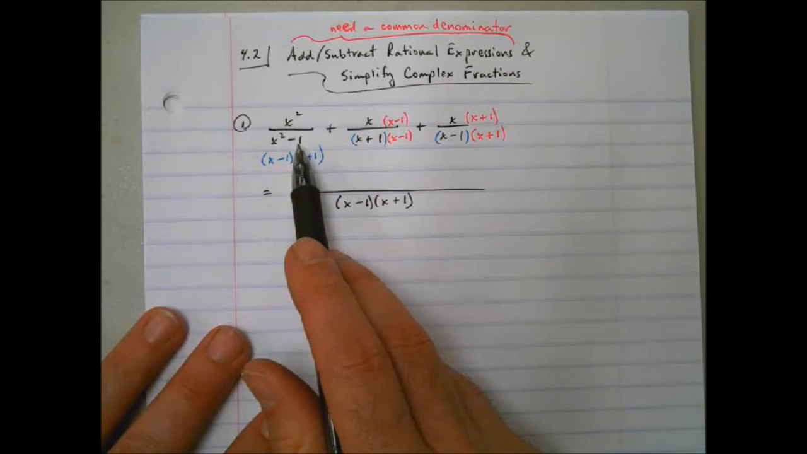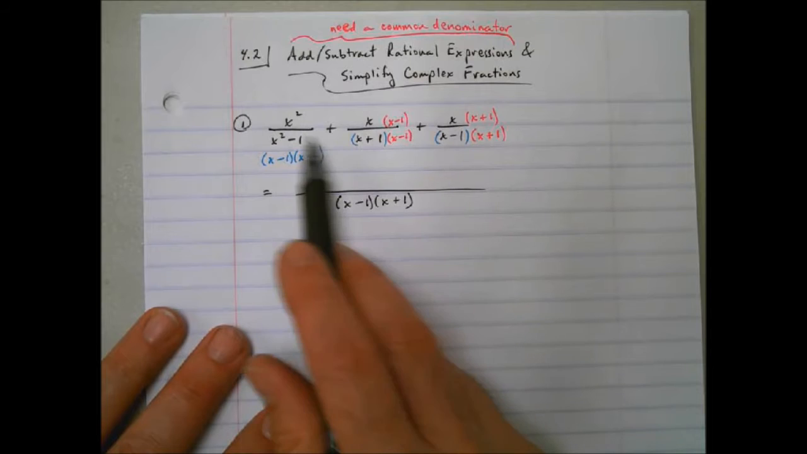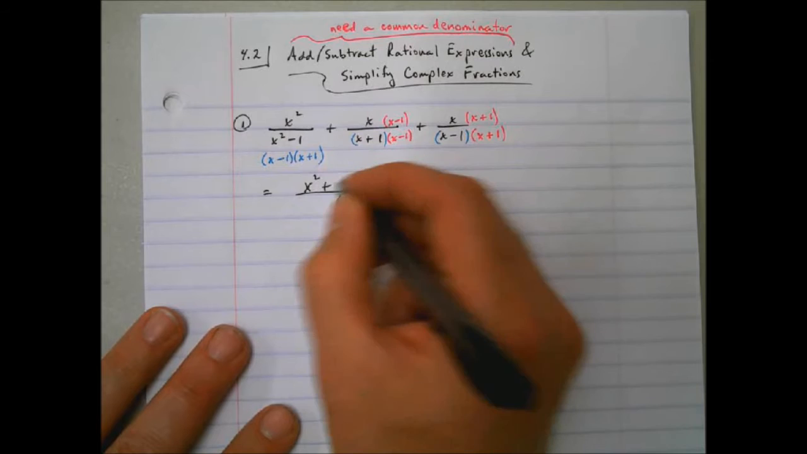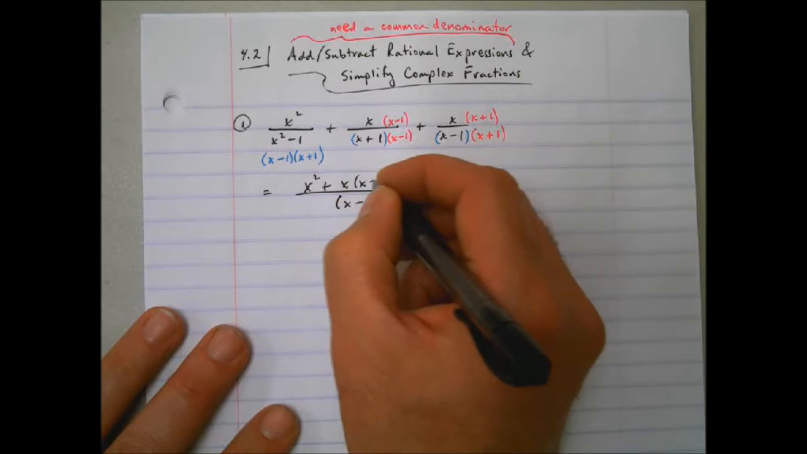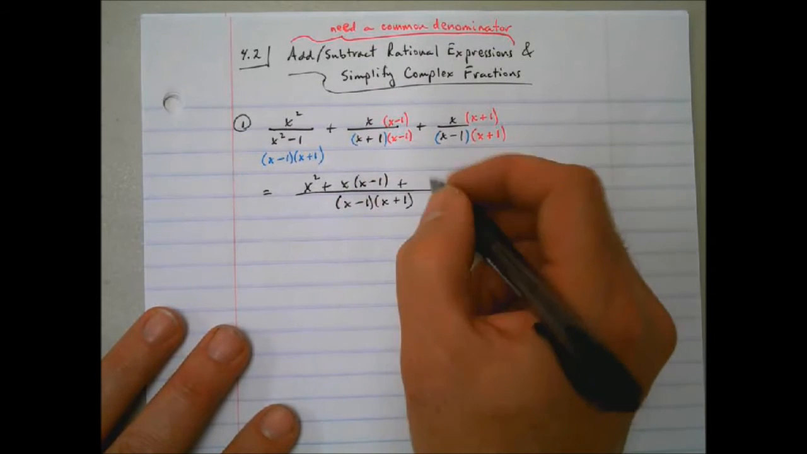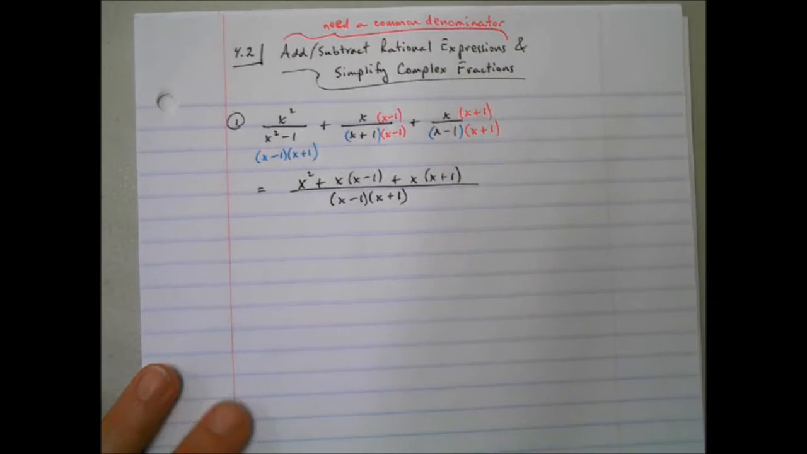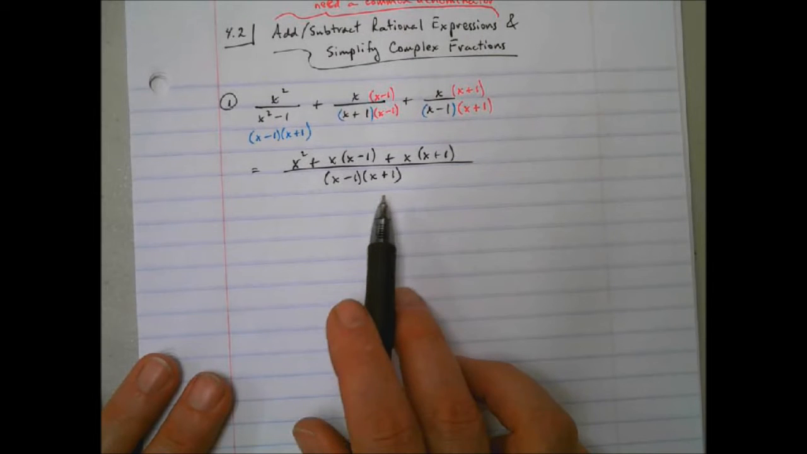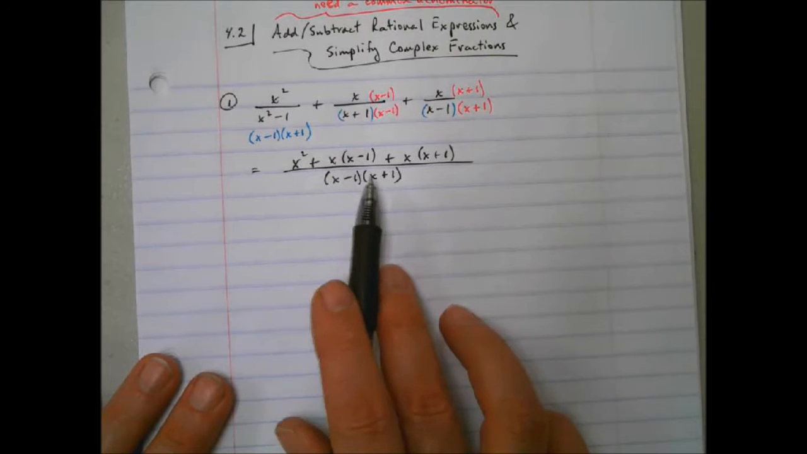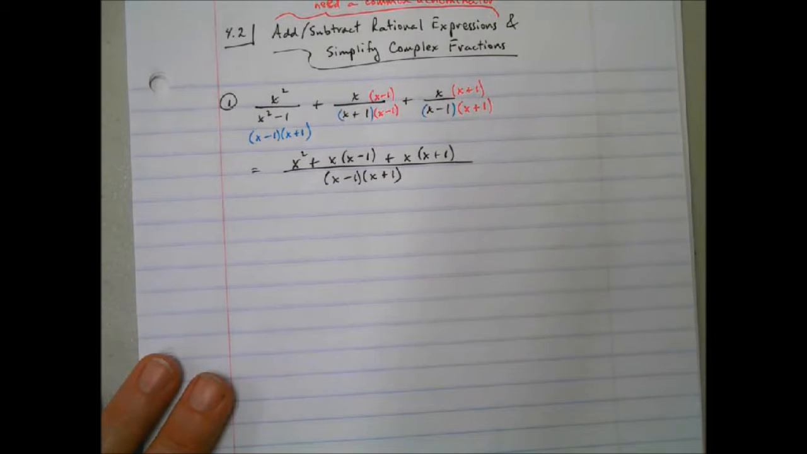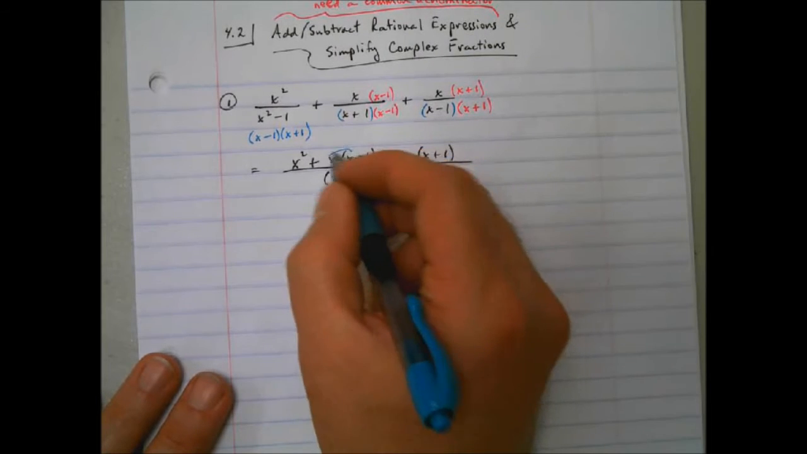Going to combine them into a single fraction right now. I have x squared plus x times x minus 1 plus x times x plus 1. Okay, now you can't leave it like that. We do need to clean up the numerator. We need to see if we can reduce this. The denominator is already in factored form. The numerator is not in factored form. So I do need to go ahead and multiply out and then combine like terms.